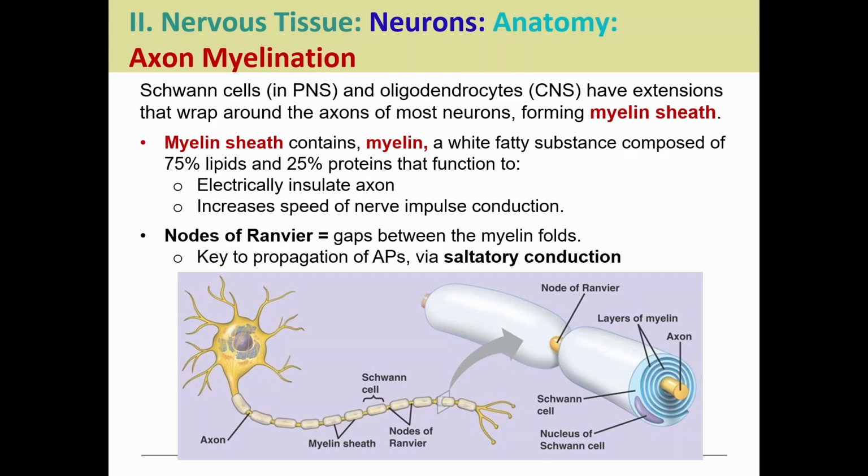But we notice it's not completely covering the axon. There are little gaps, right, in between. We call these the nodes of Ranvier.